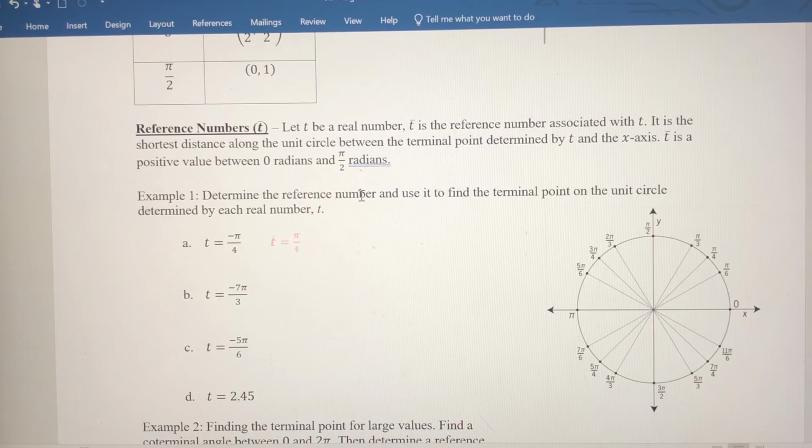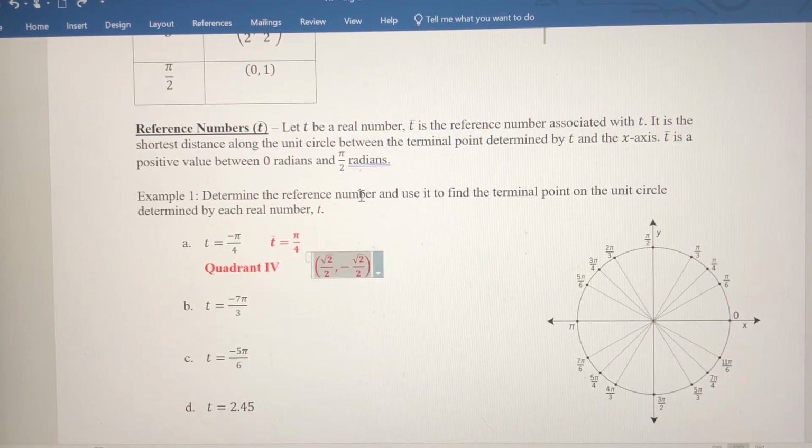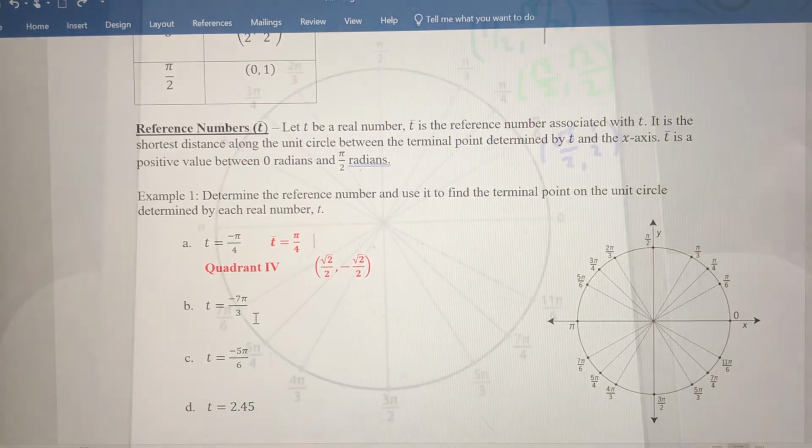So again, we had our t bar as pi over 4. We were in quadrant 4, so that my x coordinate was positive, my y coordinate was negative. All right, let's take a look at the second one here, negative 7 pi over 3. Let's go to the graph.